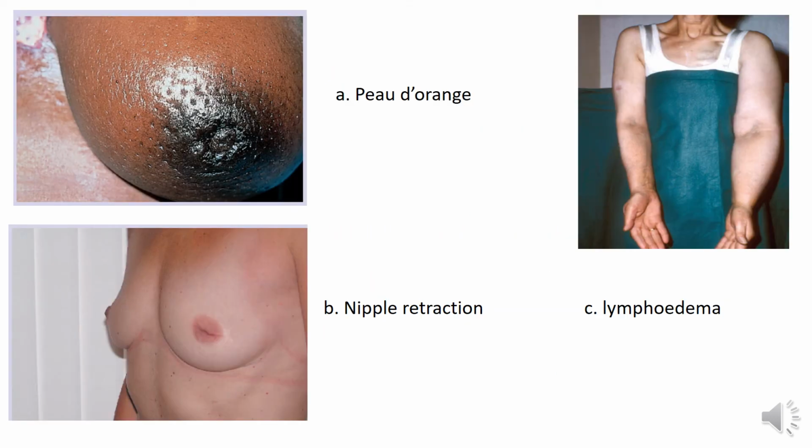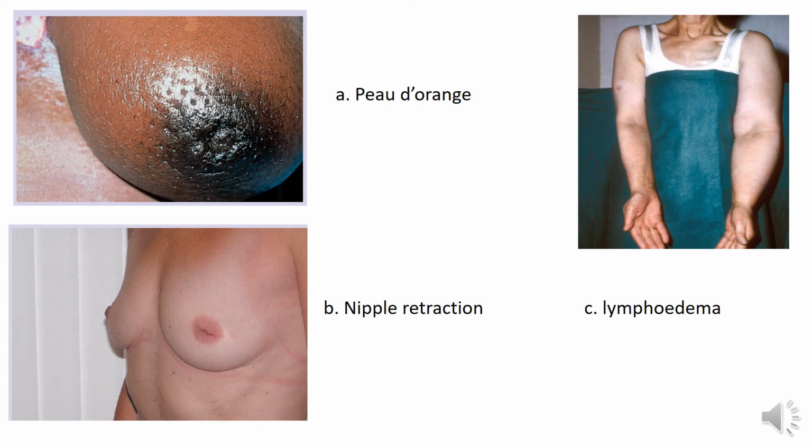So here are some diagrams shown here. The first diagram shown is peau d'orange. As you can see, the picture looks like the back of an orange peel, thus the name peau d'orange. And as we said earlier, it's caused by infiltration of the subdermal lymphatics by the malignant cells. So when it blocks the subdermal lymphatics, there is subdermal edema, and it appears as peau d'orange.